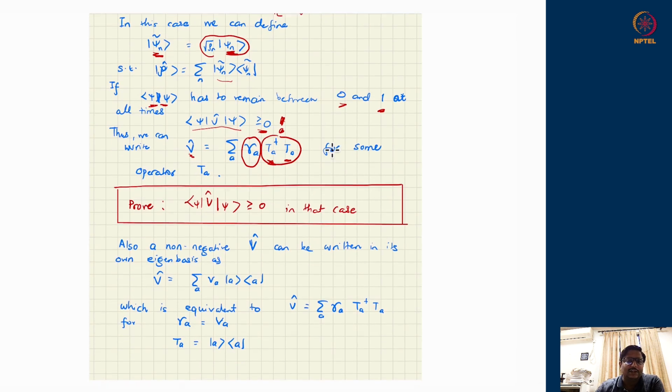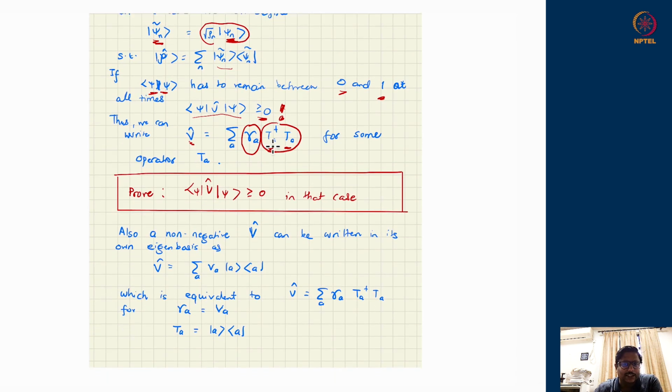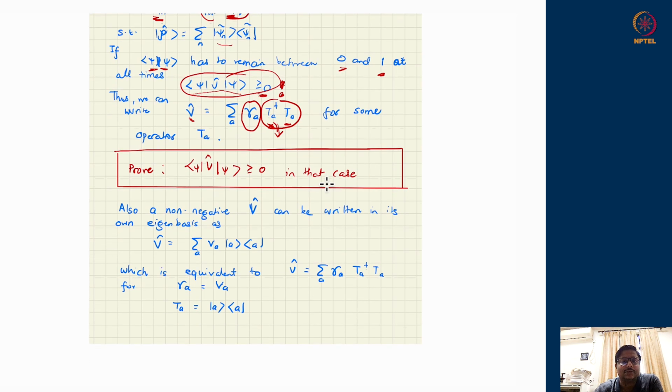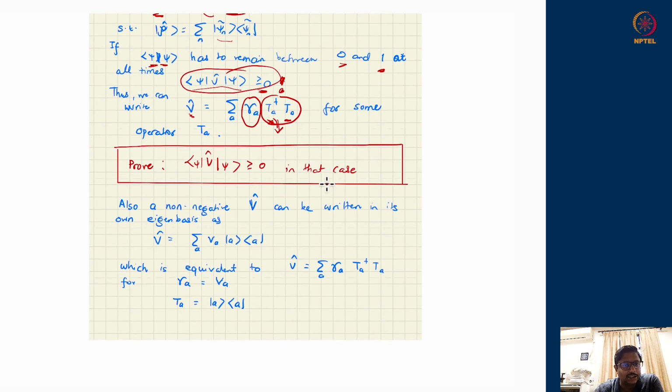Okay. From here, it is easy to prove that if I have written it in this particular format, we automatically satisfy the condition which we wanted for probability: not conserved, but remaining between 0 and 1. At least the inner product is the definition of probability. That logic would be respected as long as V is positive semi-definite, and this is a good description of that.